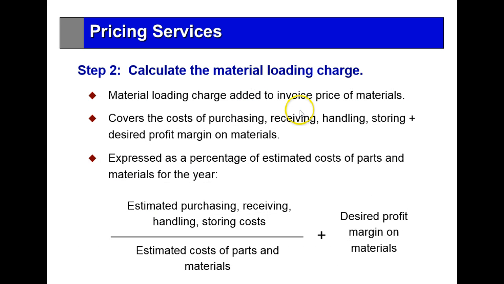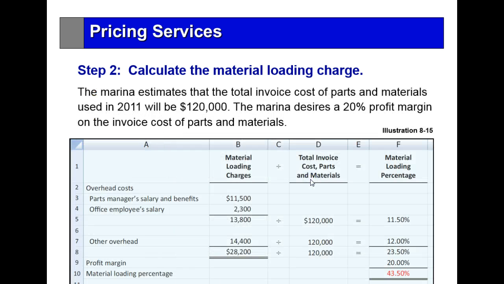Okay, calculating the material loading charge. Basically, we're going to take that loading charge and divide it by the estimated costs of the parts and determine our profit there. So in this case, if the marina establishes invoice costs are going to be $120,000 and we want a 20% markup on those costs, then we're going to take the costs and divide that by our total costs of $120,000 to determine our percentage for the material loading.